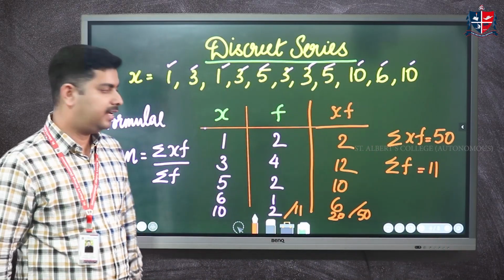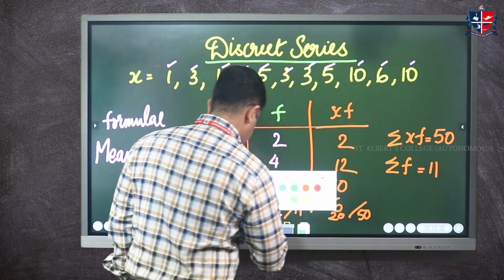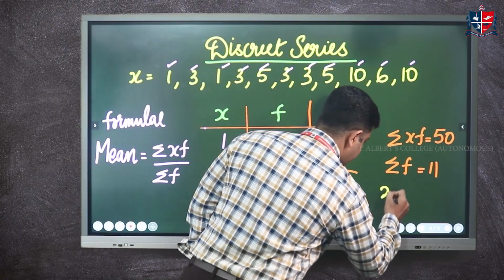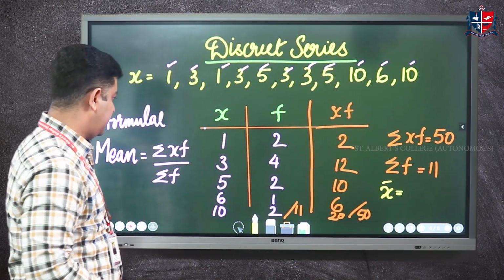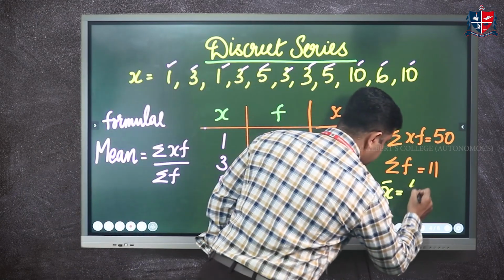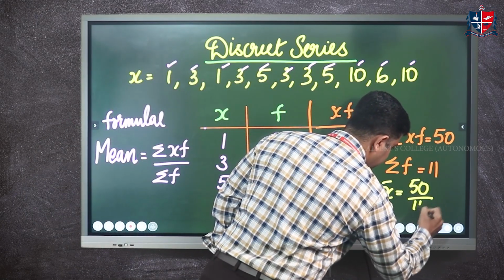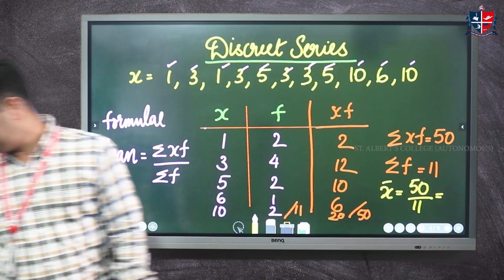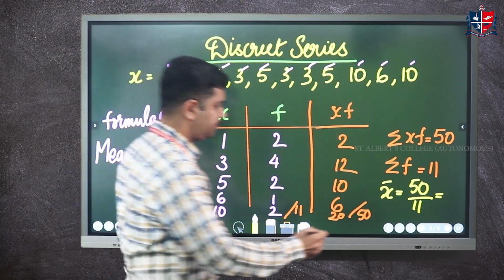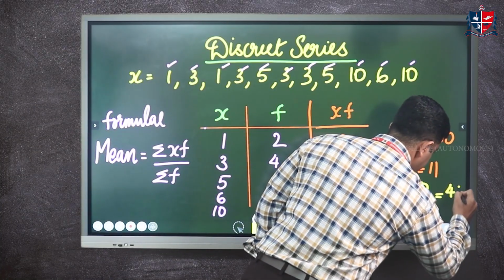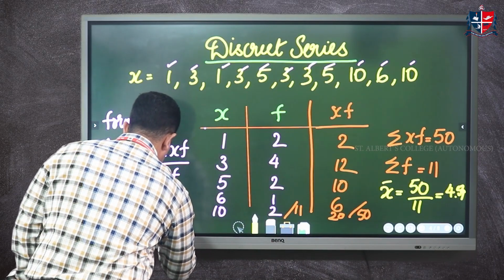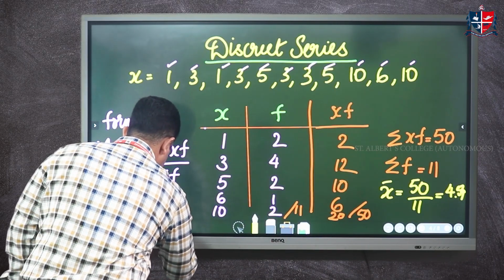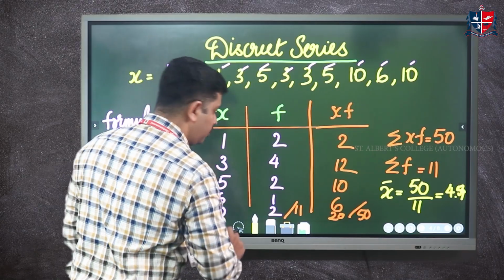Now just divide them. So x bar is equal to sigma xf by sigma f. What is sigma xf? 50 by 11. What is 50 by 11? 50 by 11 is 4.54.